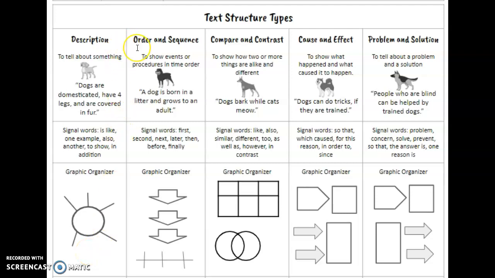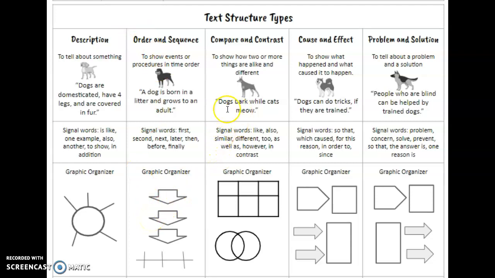For order and sequence, also known as chronological order or time order sequence, it's to show events or procedures in time order. A dog is born in a litter and grows to an adult. So it's telling you where it starts and how it changes over time. Some signal words for order and sequence would be first, second, next, later, then, before, finally. So 2 graphic organizers that would work would be arrows pointing at what happens next or a timeline. Both of those would be good graphic organizers for order and sequence.